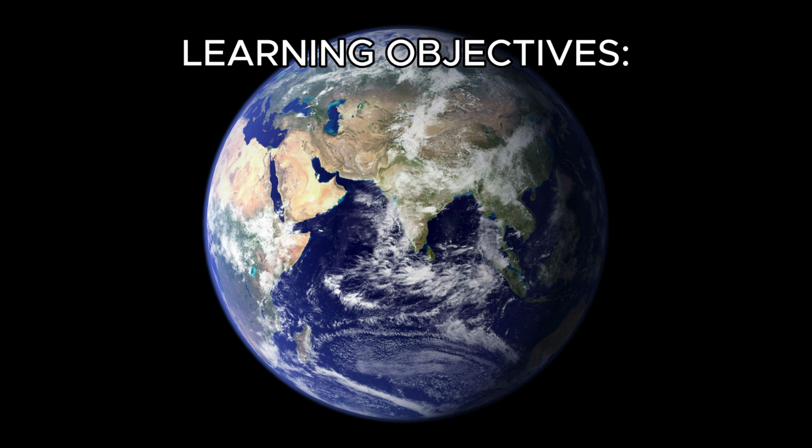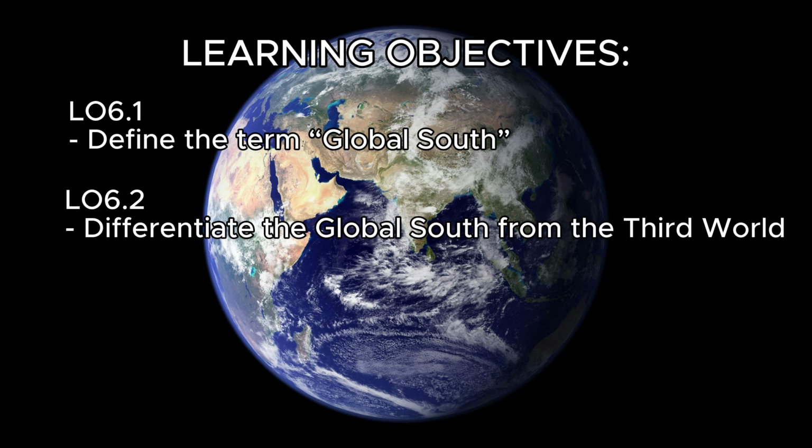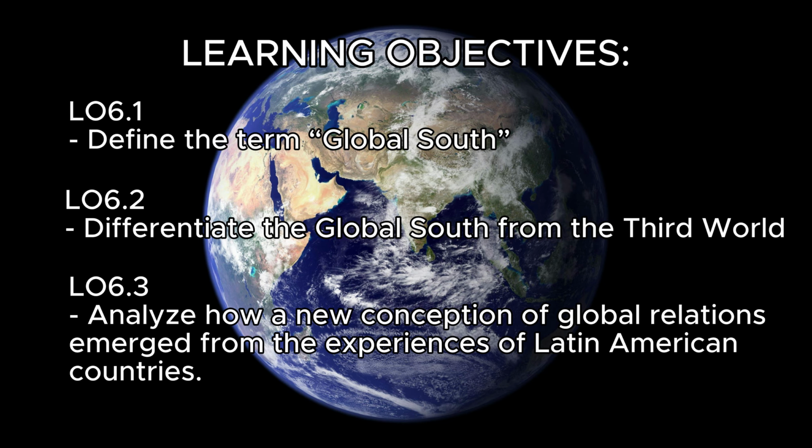Learning objectives. LO 6.1. Define the term Global South. LO 6.2. Differentiate the Global South from the Third World. LO 6.3. Analyze how a new conception of global relations emerged from the experiences of Latin American countries.